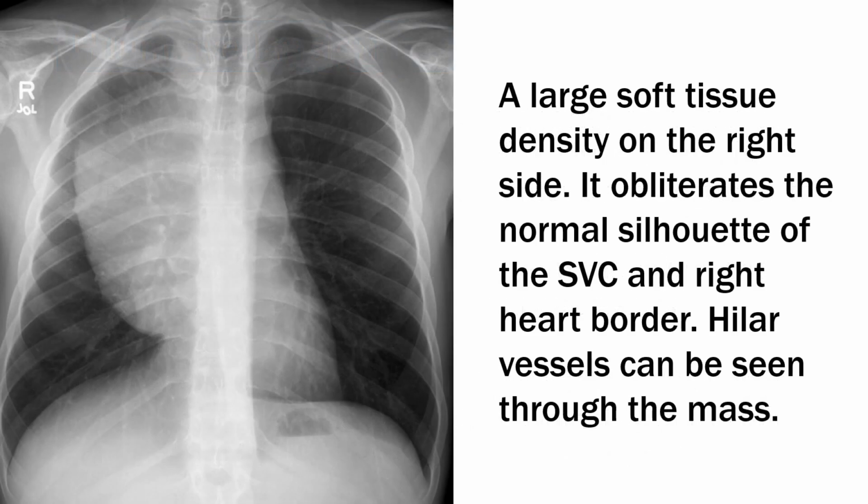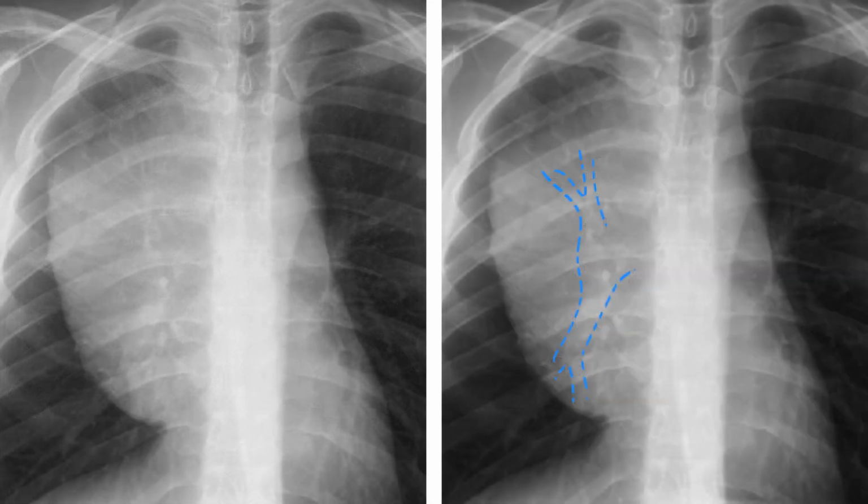This frontal chest radiograph demonstrates a large soft tissue density on the right side. It obliterates the normal silhouette of the superior vena cava and right heart border. Hilar vessels can be seen through the mass. The ability to visualize pulmonary vessels through the mass implies that it is located either anterior or posterior to the hilum, but not at the hilum. This is known as the hilum overlay sign.